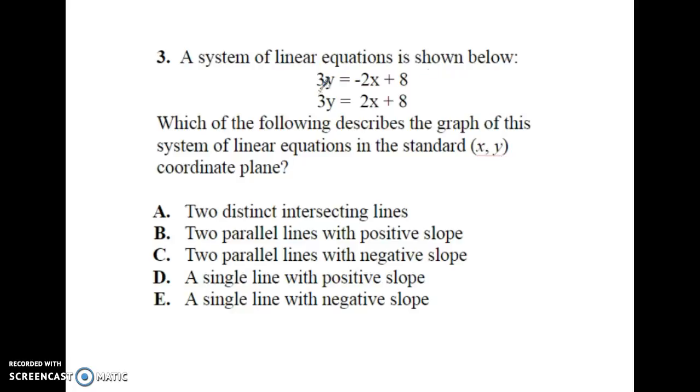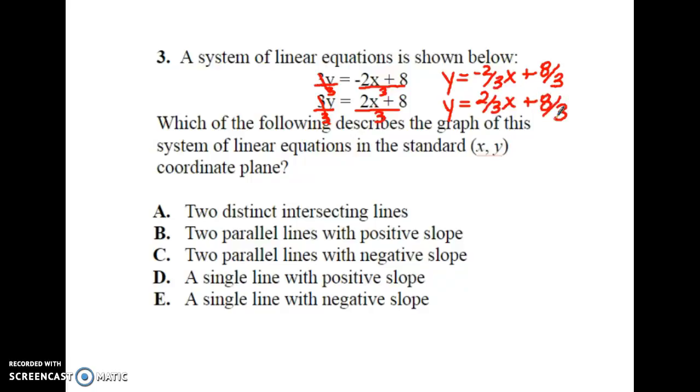And to do that, I will divide both sides of the equation by 3. So that first equation in slope-intercept form becomes y equals negative 2/3 x plus 8/3. When I do the same thing to the second equation, y equals 2/3 x plus 8/3.